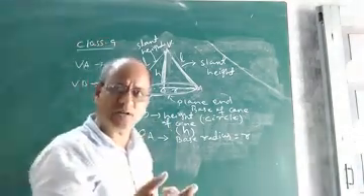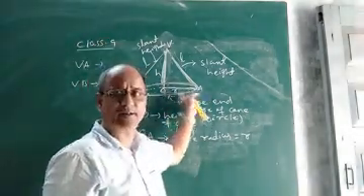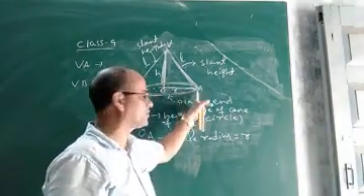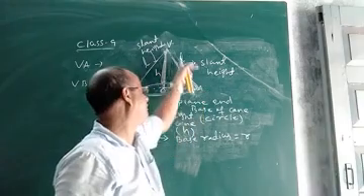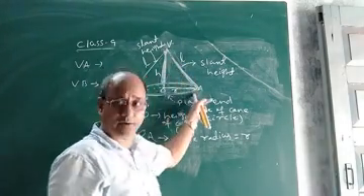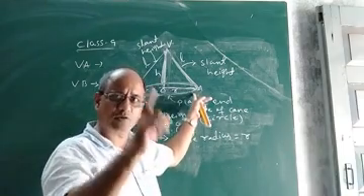Now the point is, can we revolve it about this side OA? I mean about the base of the right triangle? Yes. We can also revolve it about the base. Can we revolve one of the sides about the hypotenuse of the right triangle? Yes, it is also possible.